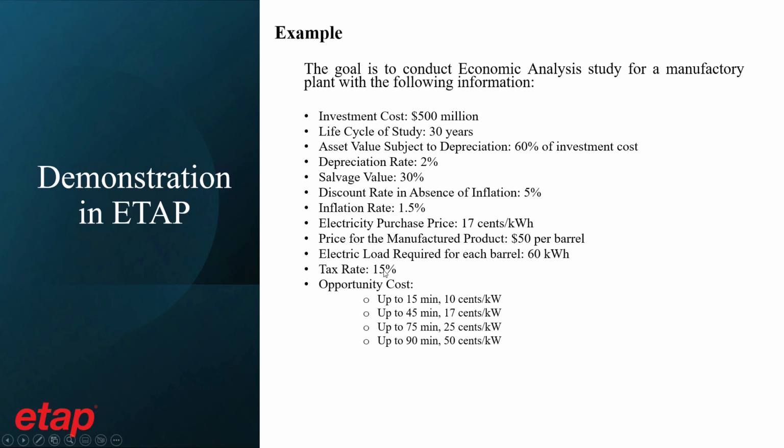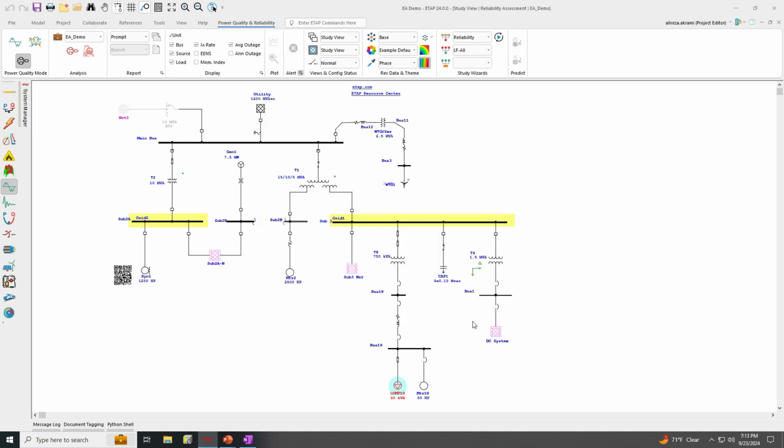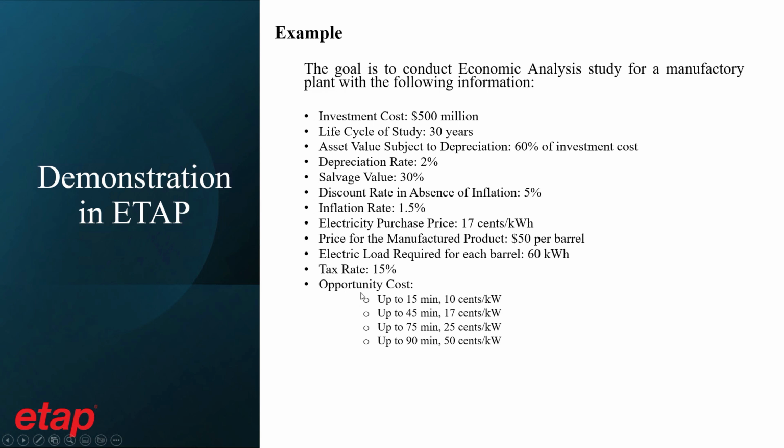And then the tax rate is 15%, so it is already 15%. We are good with the parameters in the economic analysis page. We hit OK. Then for the opportunity cost, it has defined the cost function here.